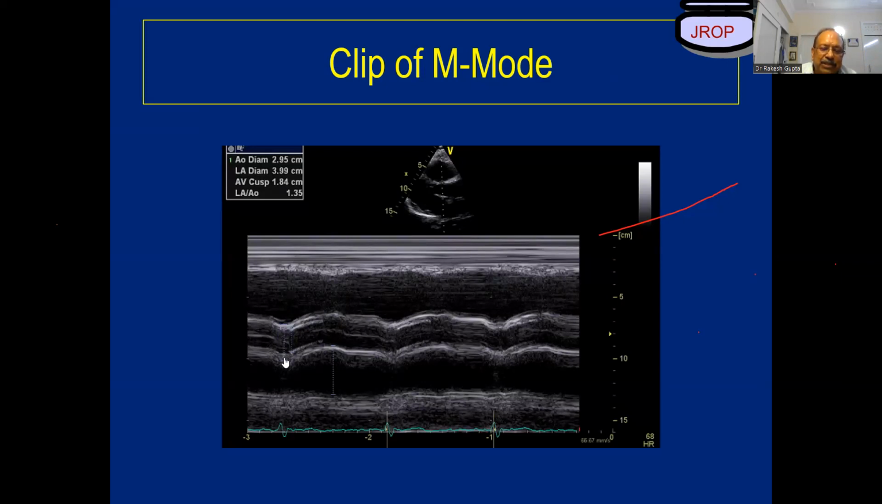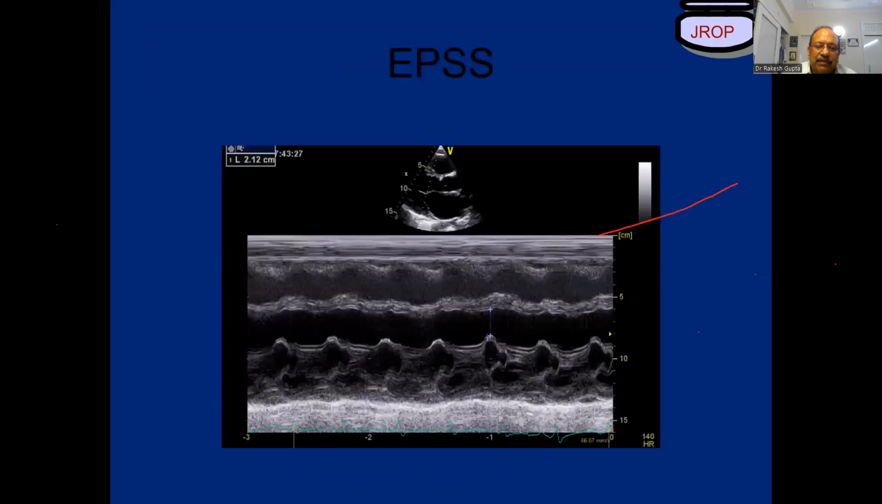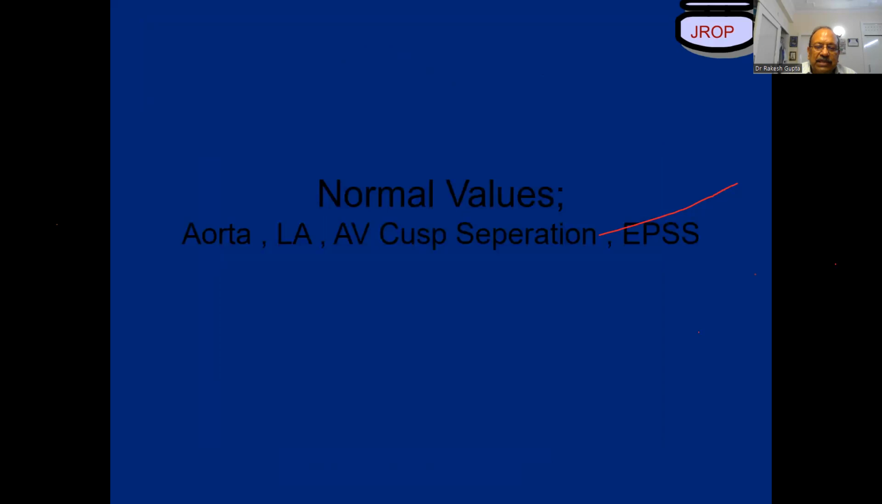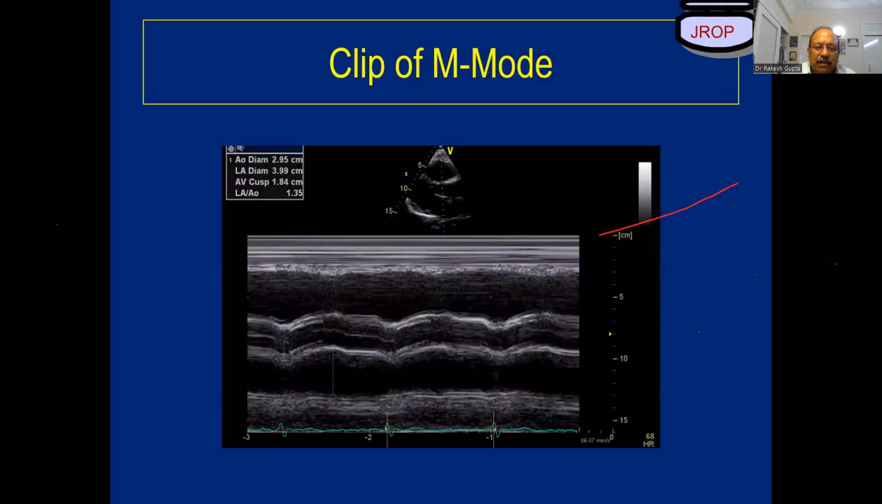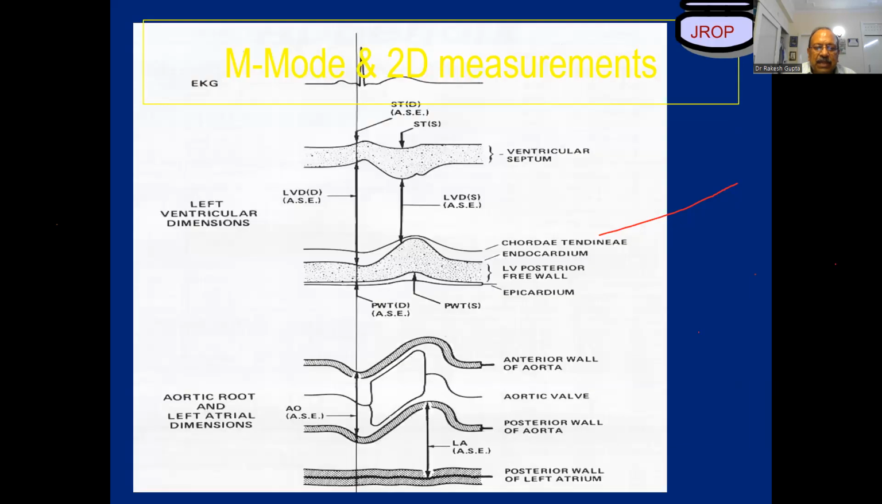Then we measure from leading edge to leading edge for the aorta, then leading edge to leading edge of the LA, and then the aortic valve opening, from the leading edge of aortic valve opening to the leading edge of the aortic valve. That's how we get these particular dimensions. The same thing we do by moving the cursor.